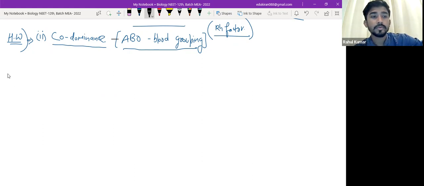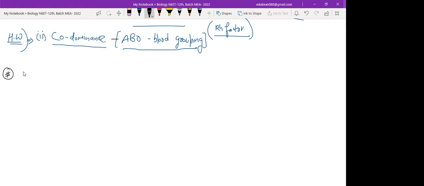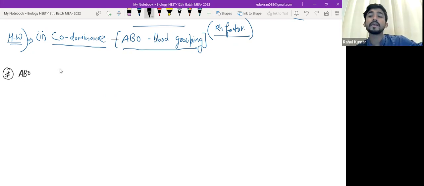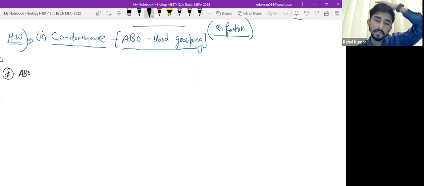Blood group, people, blood group. Yes, Saifullah. The antigen present in RBCs, right? Yes. I told you to go back and read about ABO blood grouping, even if you do not understand the codominance part of it, just the blood grouping thing. You did that? You went back and studied blood group?